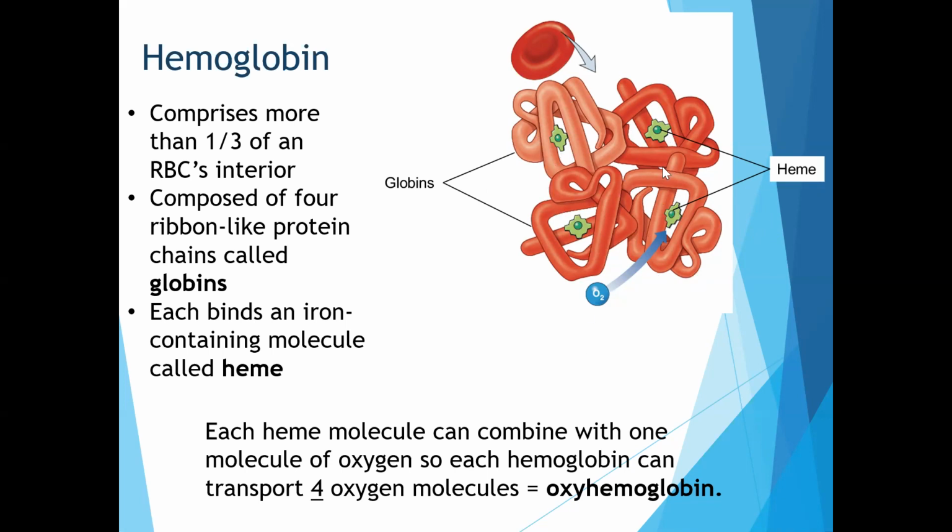So each heme molecule can combine with one oxygen, so each hemoglobin can transport 4 oxygen molecules. And that is definitely important to know. One red blood cell can transport 4 oxygen molecules.